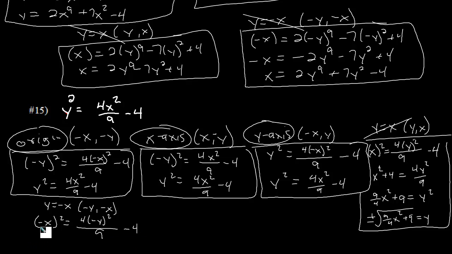And add 4 to both sides. A negative x squared is a positive x squared. I add 4 to both sides. Negative y squared is positive y squared. I'm going to multiply both sides by 9/4. That's going to give me 9/4 x squared plus 9, because the 4's cancel. When you multiply 4 times 9/4, the 4's cancel.